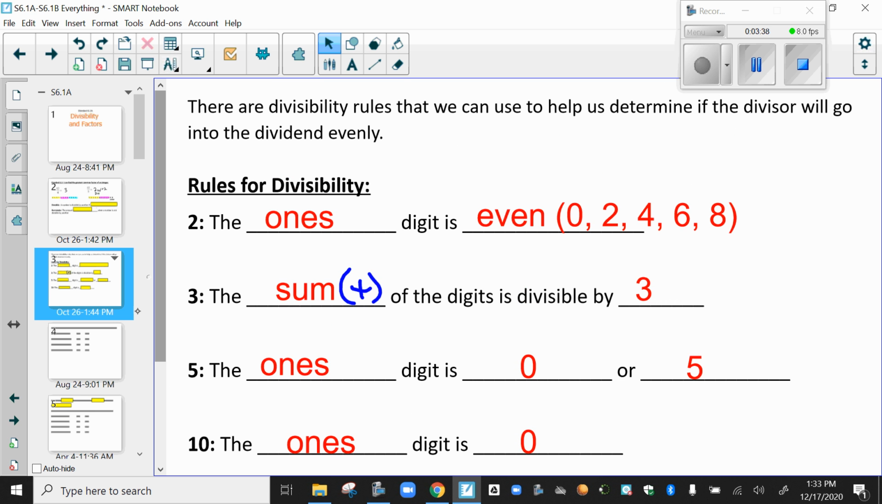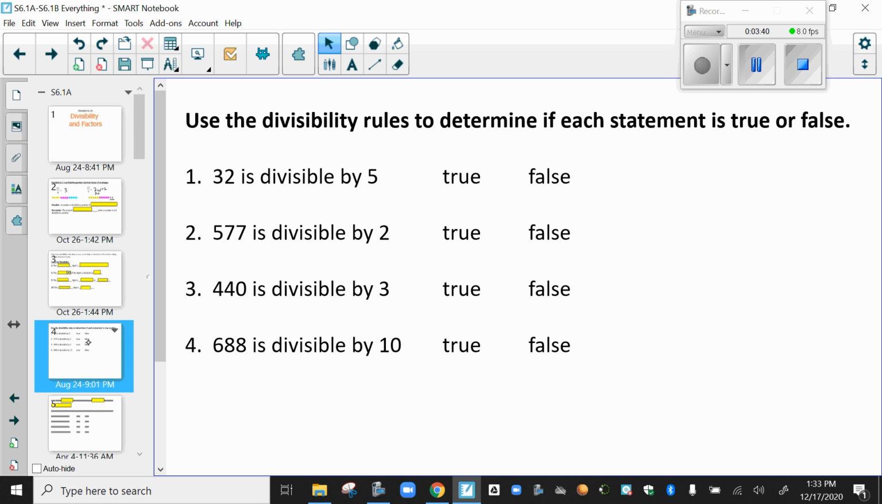So let's take a look. What's that actually mean for us? Well, here's some stuff. Let's think about this. Use the divisibility rules to determine if each statement is true or false. So here's our first one. 32. Is 32 divisible by 5? Well, our rule for 5 was the ones digit had to be 0 or 5. Here's your ones digit.